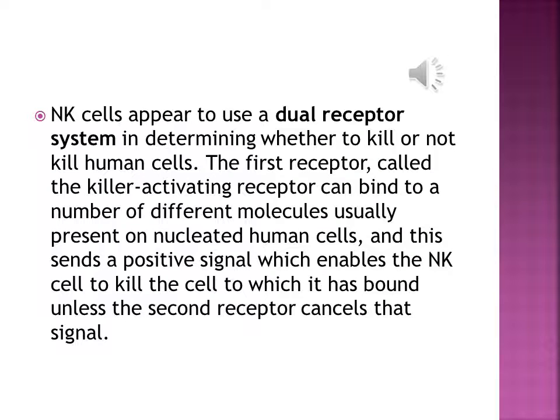Natural killer cells appear to use a dual receptor system in determining whether to kill or not kill human cells. The first receptor, called the killer activating receptor, can bind to a number of different molecules usually present on nucleated human cells, and this sends a positive signal which enables the natural killer cell to kill the cell to which it has bound, unless the second receptor cancels that signal.